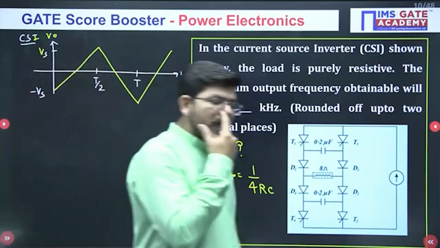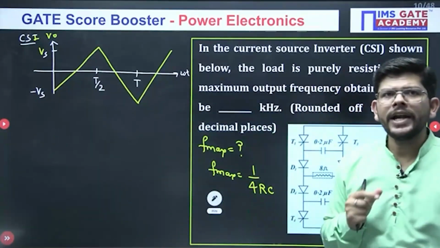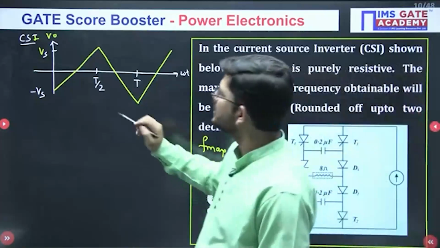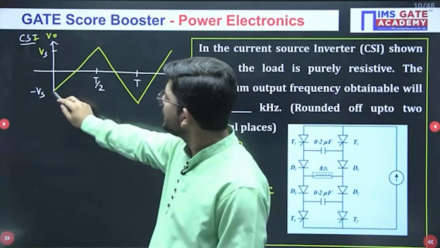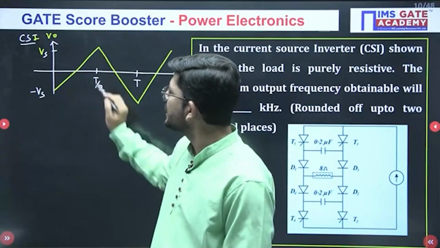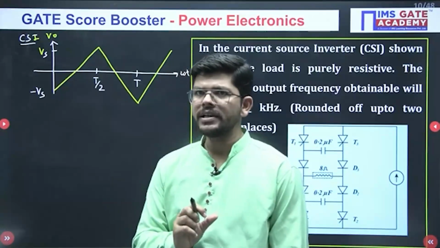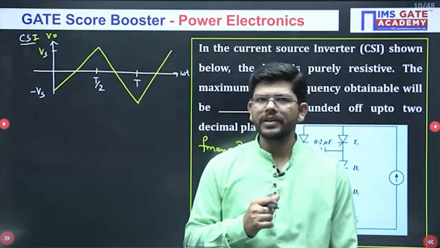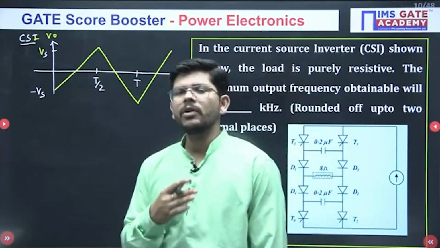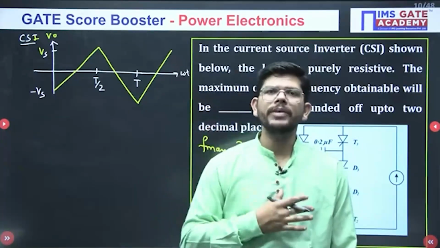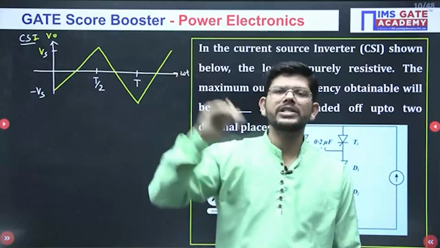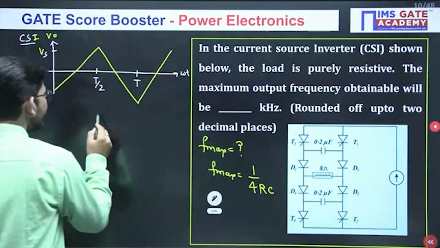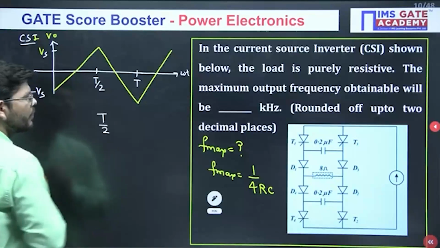Now just see, you must be having a capacitor here, isn't it? When the steady state is being reached, going from minus Vs to plus Vs, you are reaching it in T by 2 time. You make a transition and then get to a steady state at T by 2 time. So the steady state is being reached in time T by 2.